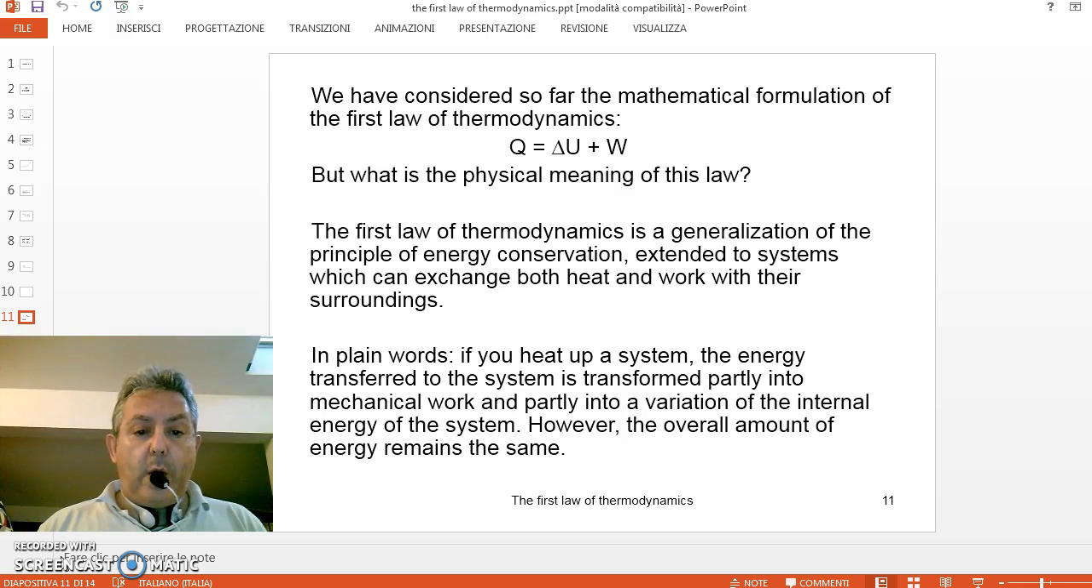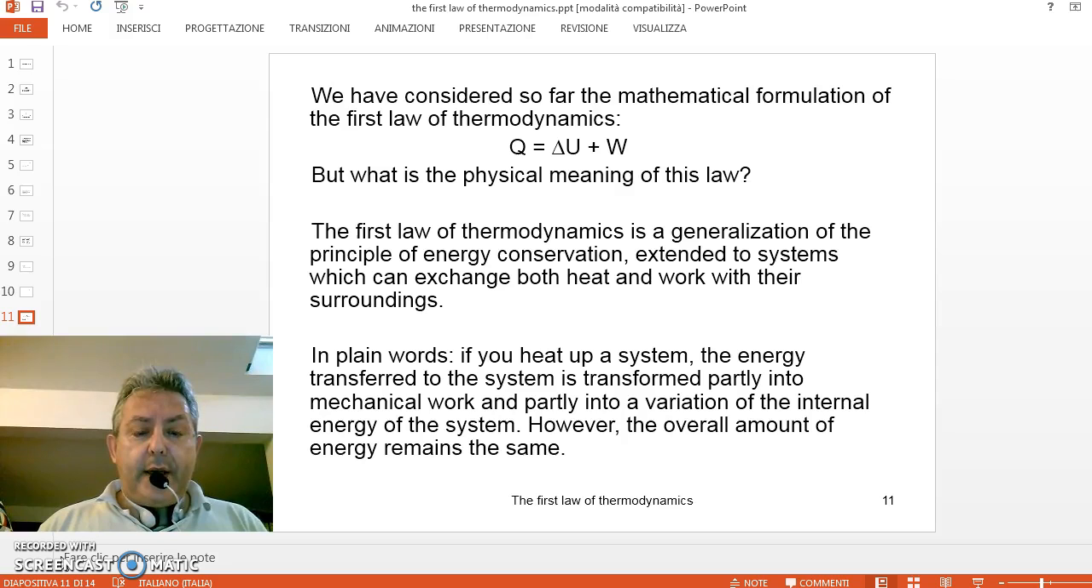Why is the first law of thermodynamics a generalization of this principle? Simply because it's extended to more complicated systems, that is, systems which can exchange heat and work with their surroundings. So in this case we have to take into account a lot of different things. All of these things can be studied in a single formula by using the first law of thermodynamics. I know it can sound a bit complicated, but it's not.